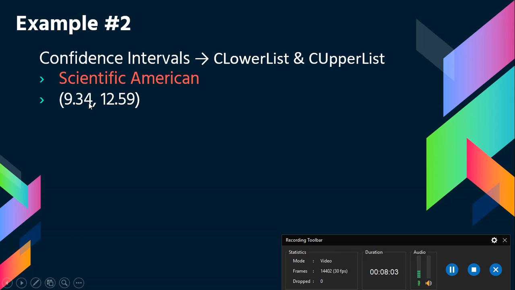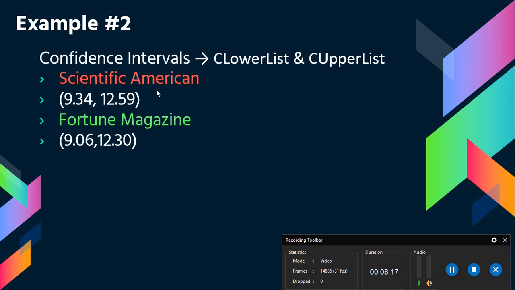And then if you tap on the cell for the C upper list, the first value there is for Scientific American as well. My second variable was Fortune magazine. So it will be the second value in the C list for lower and the C list for upper. These confidence intervals are fairly close. There's a little bit of overlap. And the third variable was representing the New Yorker magazine. And when I look at that confidence interval, I can see that it's definitely different. In fact, the New Yorker's confidence interval has no overlap with Scientific American or Fortune magazine.